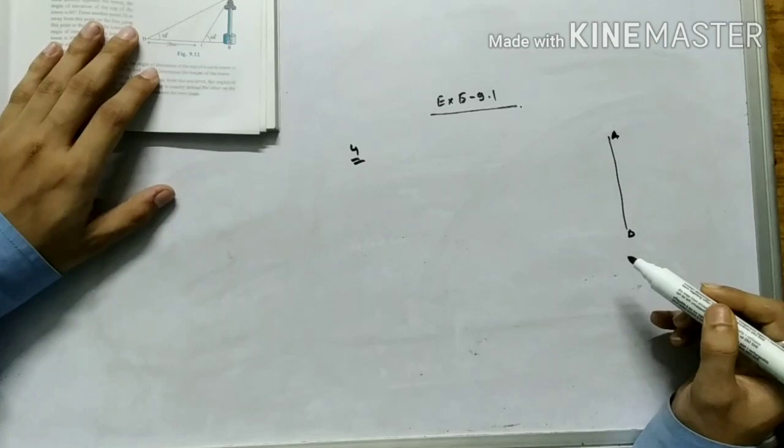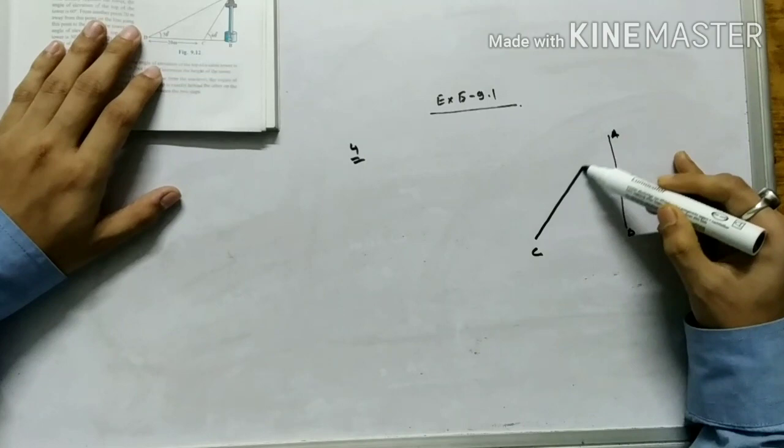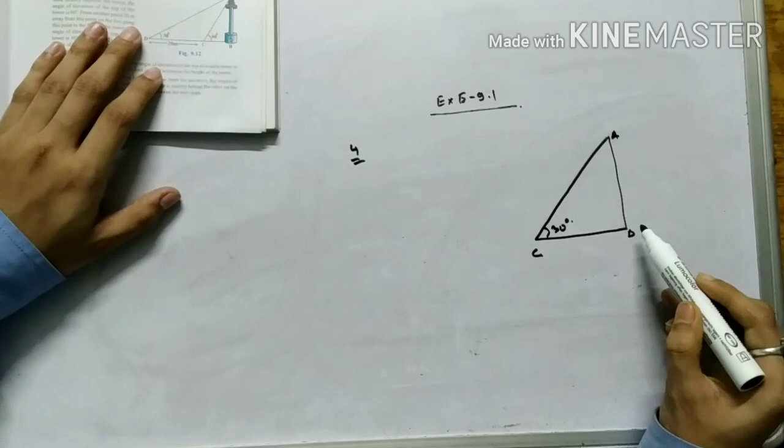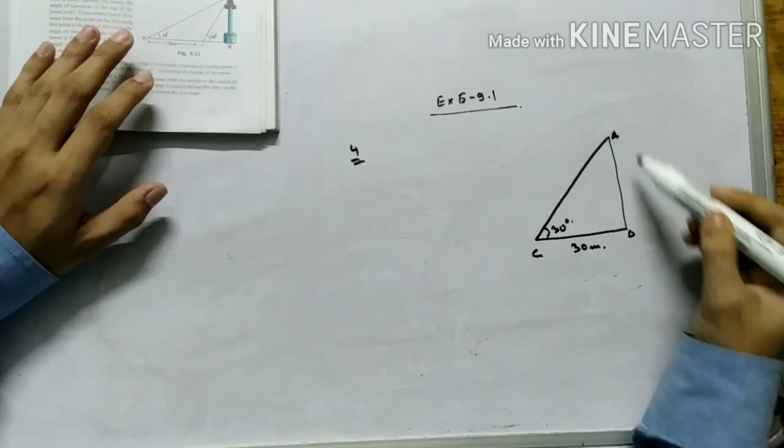Let's give this point C. From this point C, the angle of elevation of the top of the tower is given as 30 degree. And it is 30 meter away from the foot of the tower. Base is given as 30 meter. What I have to find? Height of the tower. That means AB I will have to find.